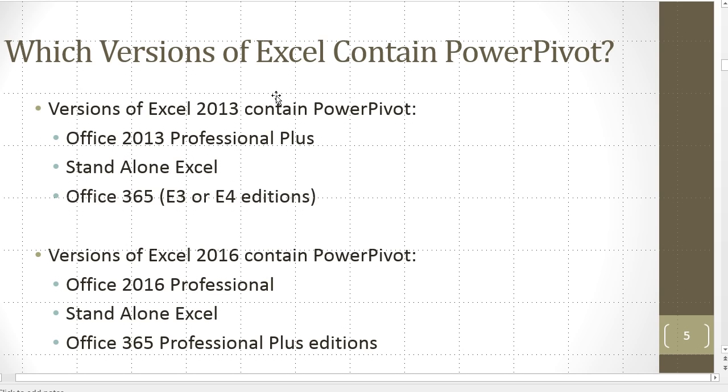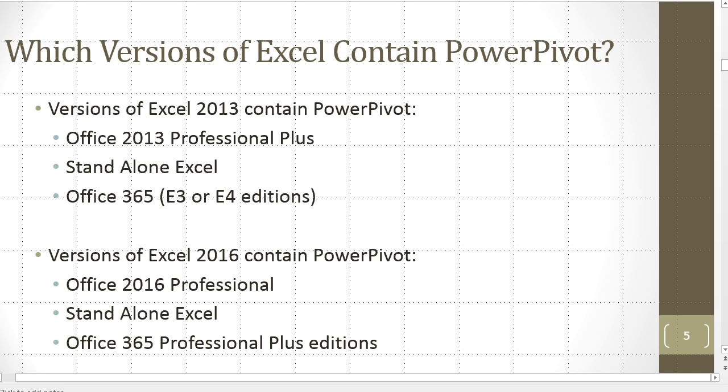Now, not all versions of Excel have PowerPivot. So which versions? Well, in Excel 2013, Office 2013 Professional Plus, standalone Excel. That means you just buy Excel without Office. And then Office 365 E3 or E4. In 2016, Office 2016 Professional. That's much better because that's usually the one we all have as a professional. You can also get it in the standalone and then Office 365 Professional Plus editions.